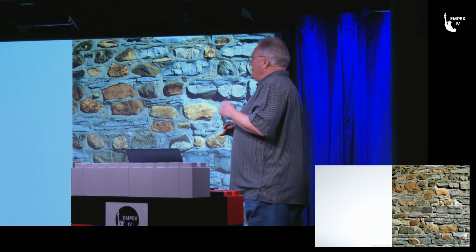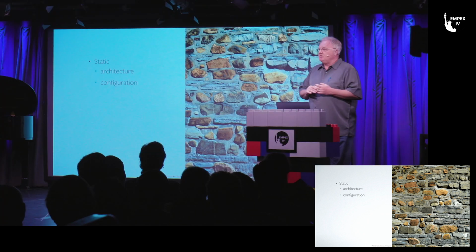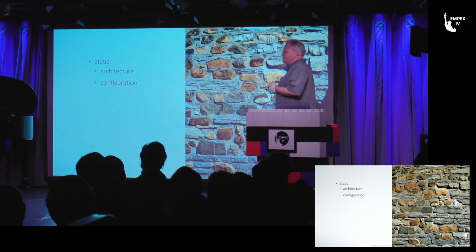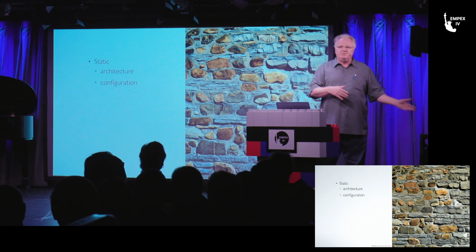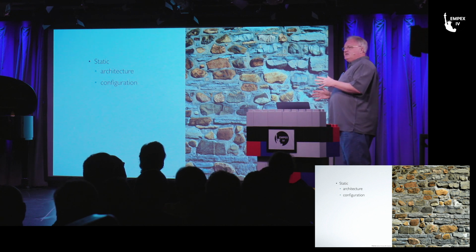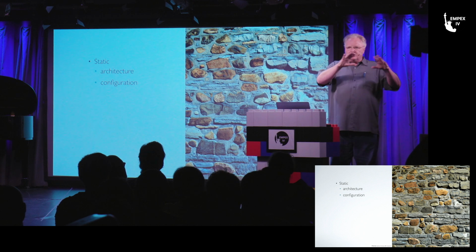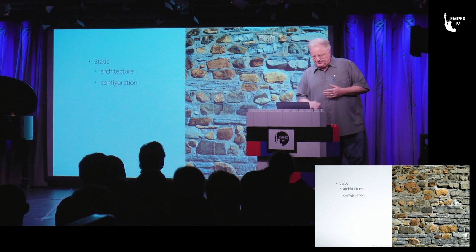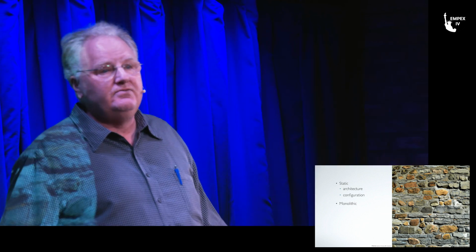Now, how do they do that? Well, first of all, OTP is very static. It has a static architecture and a static configuration, which I'll talk about in a minute. As you know, you basically configure things at compile time, both the way the architecture works and the way configuration works. We tend to create monolithic applications because that's what it's designed for.